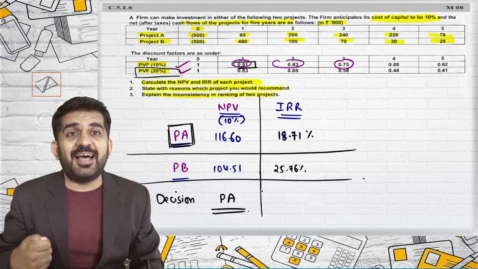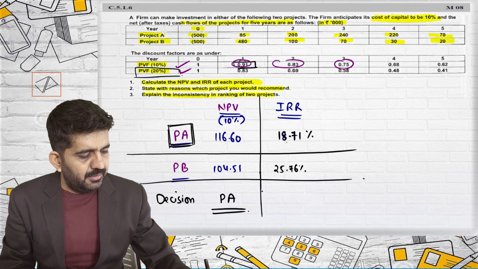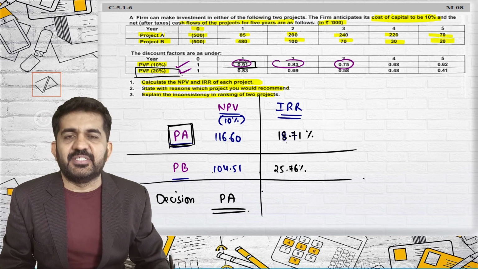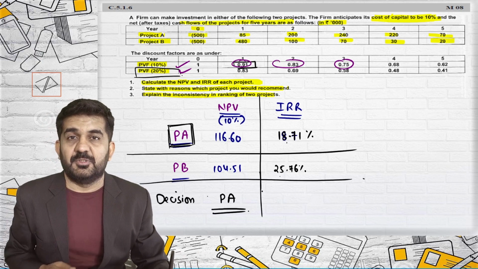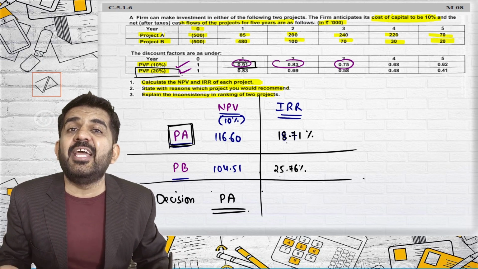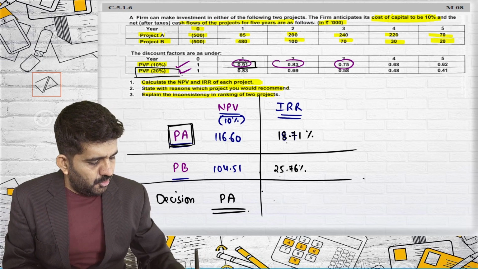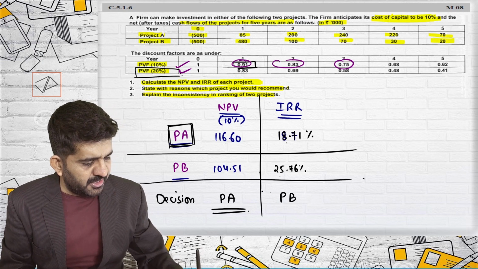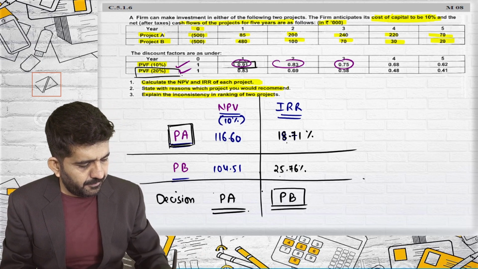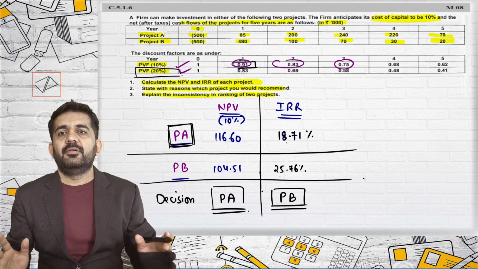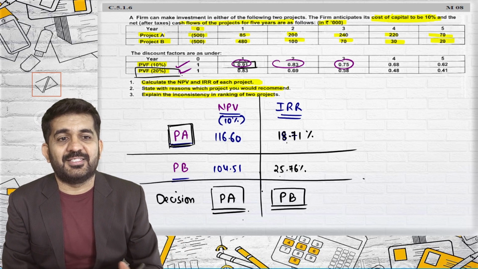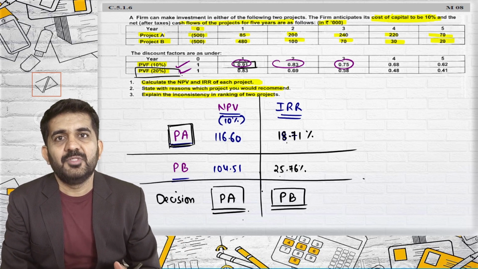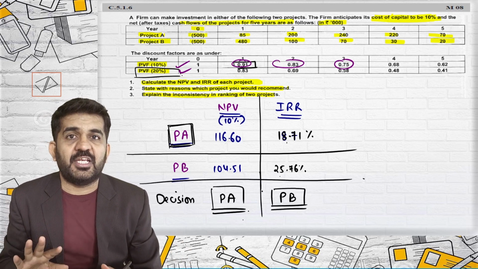If you see the IRR, project A is earning 18.71% and project B is earning 25.76%. Had you found out only IRR, your decision would be project B. But in practical life you are having both the answers and now there is a dilemma. You may select project A, you may select project B.